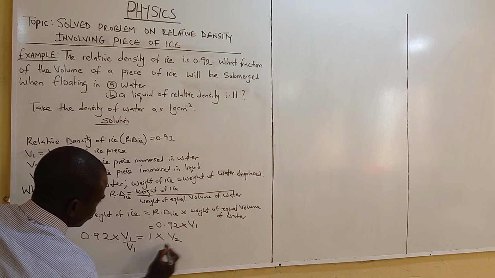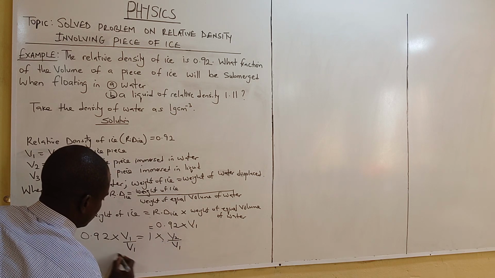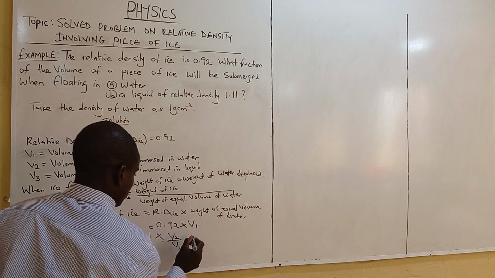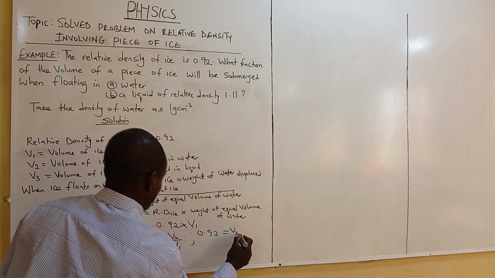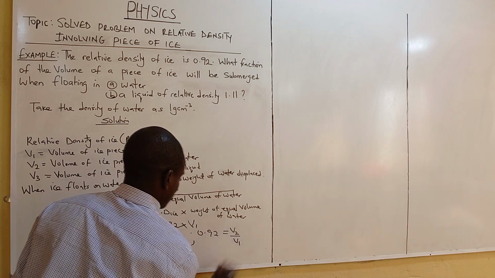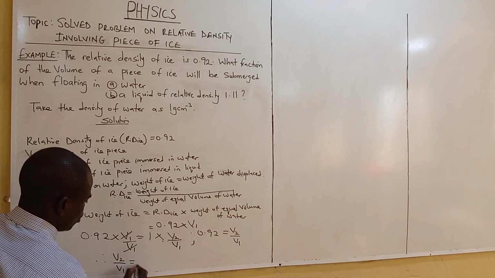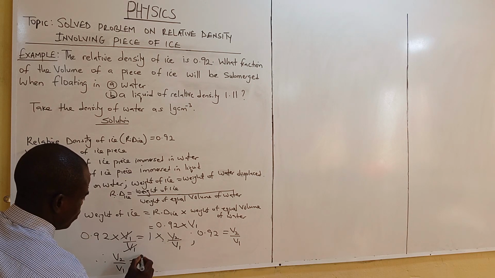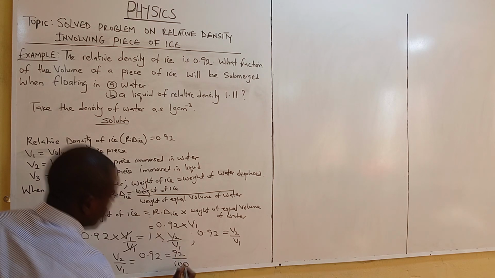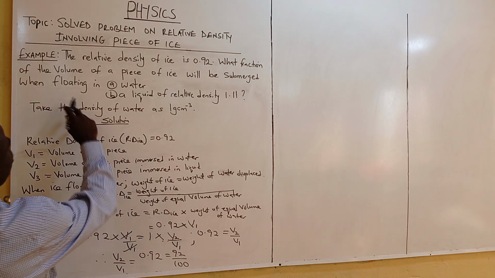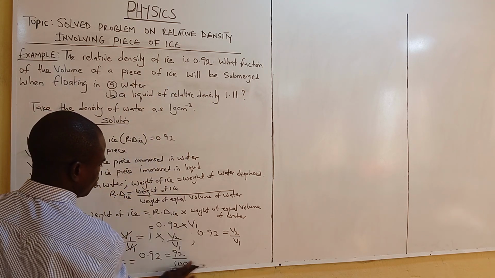Divide both sides by V1, this cancels this, you have 0.92 equals V2 over V1. Therefore, V2 over V1 equals 0.92, which is equal to 92 over 100. Okay, so we have to look for what fraction of the volume of a piece of ice will be submerged. This is the fraction that will be submerged.